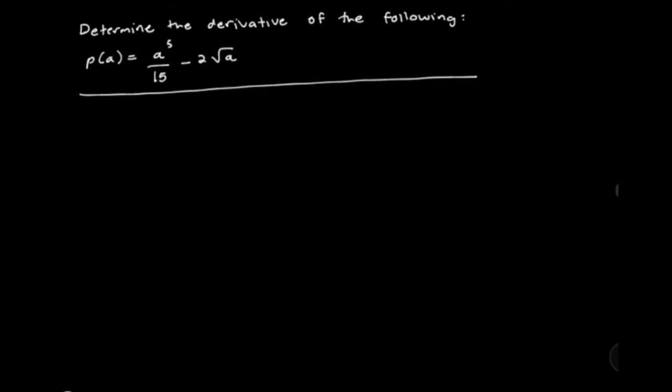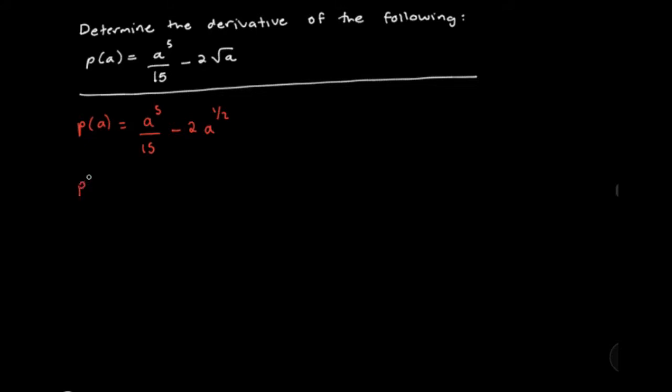Let's say we want to determine the derivative of the following. P of a is equal to a to the power 5 over 15 minus 2 times square root a. Just to make our lives easier, let's change all of this to an exponent wherever possible. So what I mean by that is I want to change the radicals to exponents. Minus 2a to the power 1/2, right? Because a to the power 1/2 is square root a.